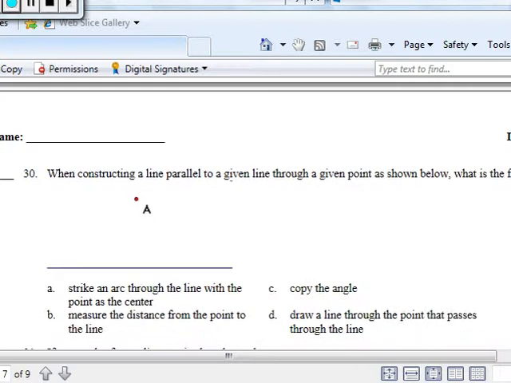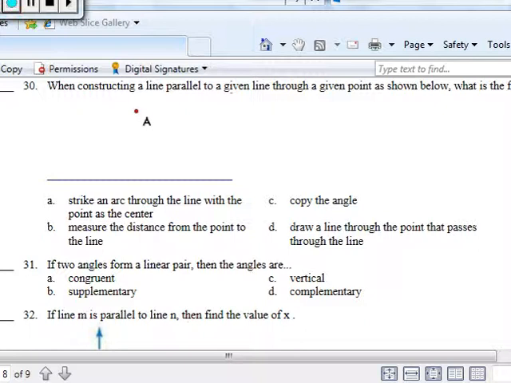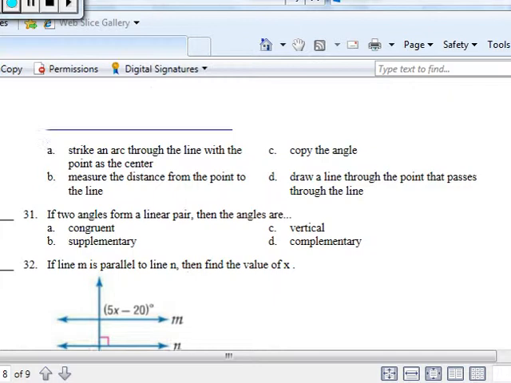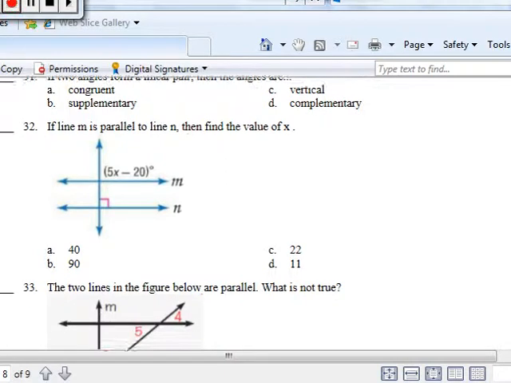Number 30 is also not on your test. It's another construction, about constructing a line parallel to a given line, so we can skip number 30. On to 31. If 2 angles form a linear pair, hey, this is review, then they must be supplementary, B. They're not congruent, they're not vertical, they're not complementary. Vertical angles are actually congruent, so they're supplementary.